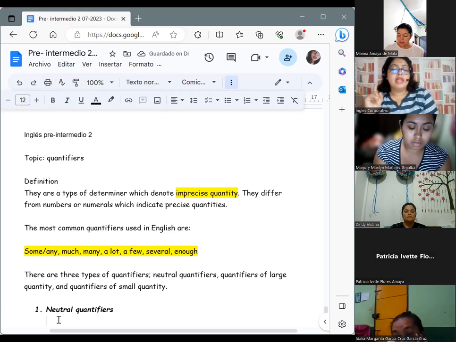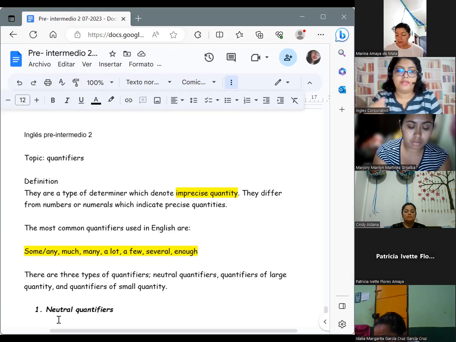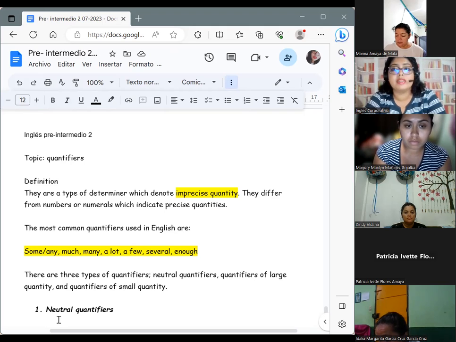Okay, in this case, we have some, any, several, a number of, and enough. In this case, we're going to add some other quantifiers that we don't have on the first list. Because in the first case, we have just the most common quantifiers that we use in English. So when we are marking these three main groups of quantifiers, we are going to add more words that we can use on those categories. So in neutral quantifiers, you are going to find words such as several, a number of, and different words. We are going to add more words that we can use in each group of quantifiers.